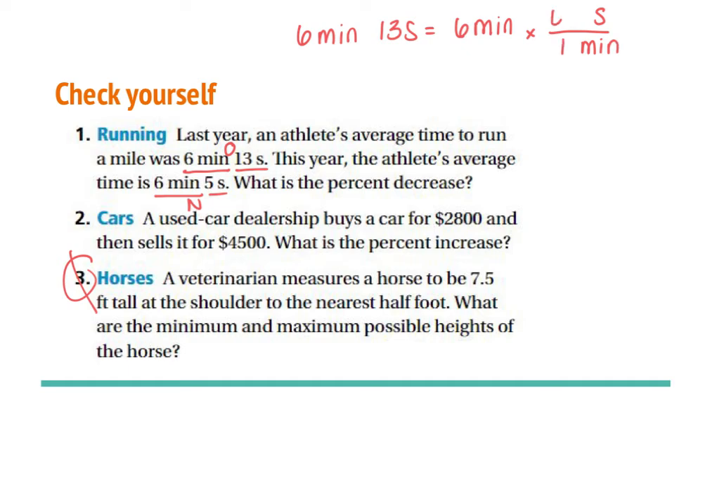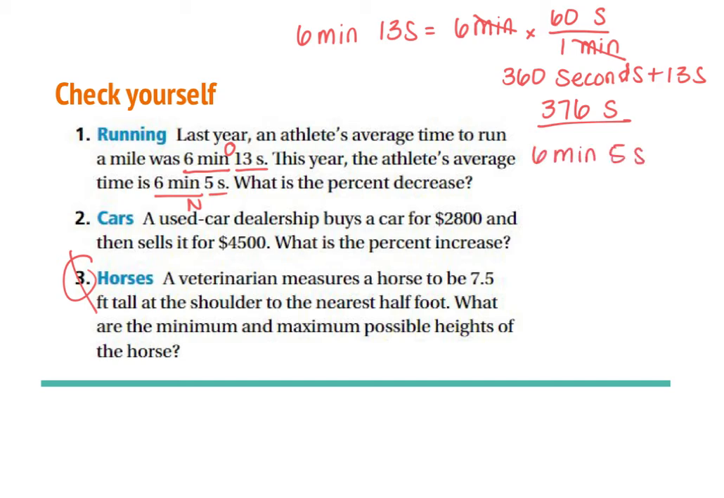1 minute is the same as 60 seconds, so we just take 6 times 60. These minutes will cancel, and we're going to be left with seconds. 6 times 60 is 360 seconds. But remember, we still have to add back the 13 seconds. So this becomes 376 seconds.